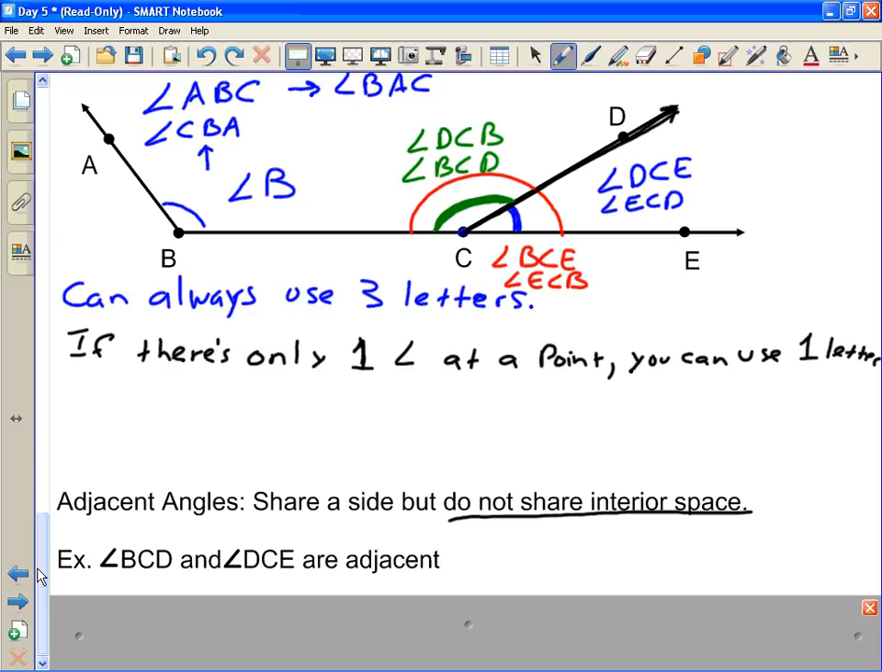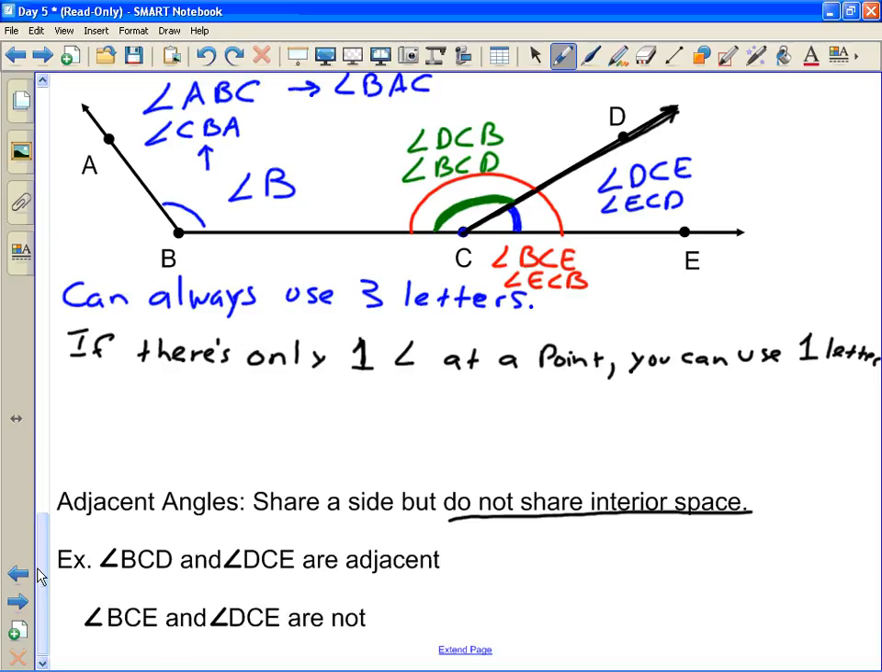So if I were to look at another couple angles that share a side, like BCE and DCE, that would be the red angle, the red one, and the blue one. Together, this side right here, CE, is making both of those angles. It's making the straight angle, and it's also making this smaller blue angle.